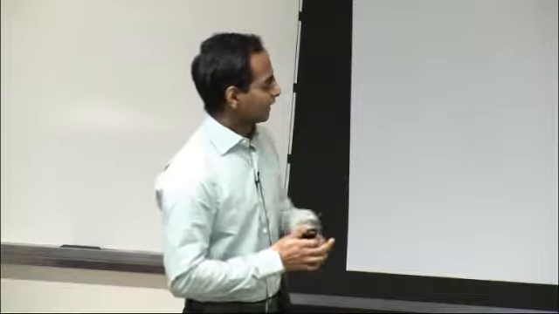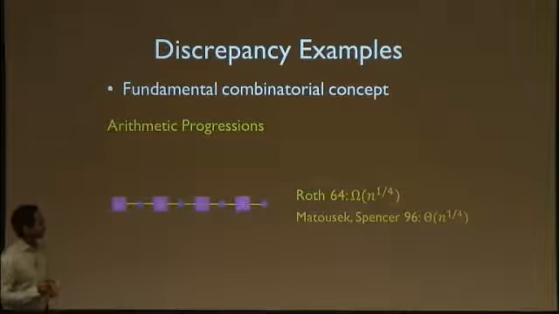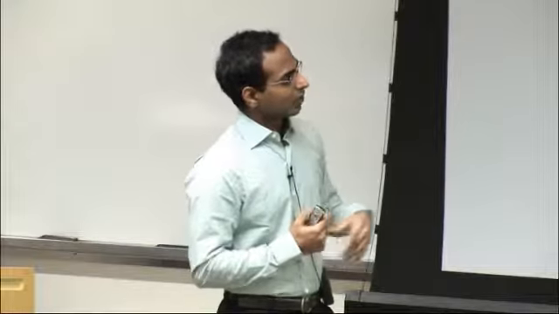Like you have the set 1, 3, 5, 7. You also get 2, 4, 6, and so on. And Matoušek and Spencer also gave a matching upper bound.